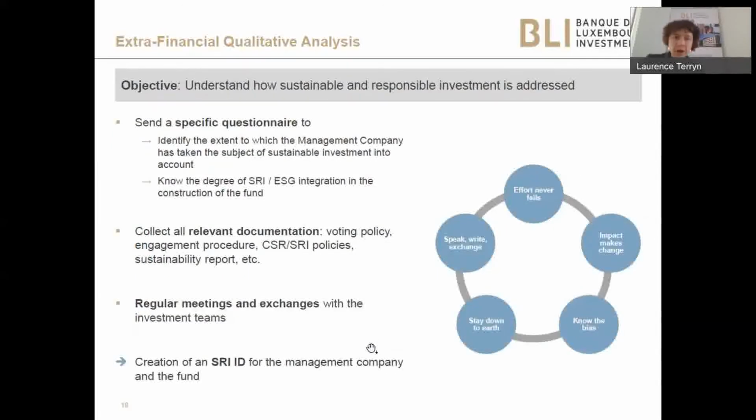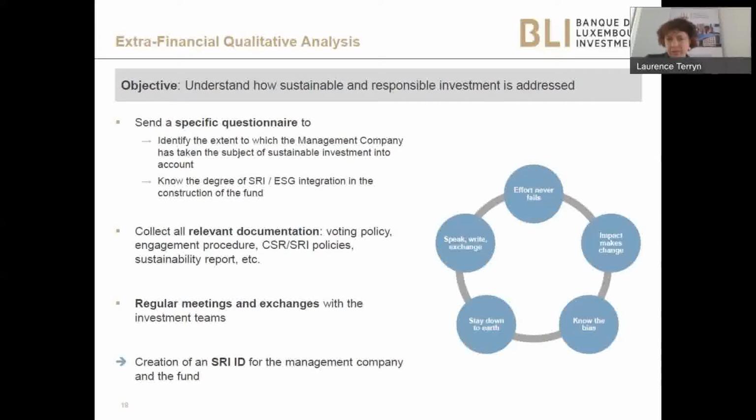Now, the broad view. How sustainable and responsible investment is addressed in each company, in each fund. Our goal is to understand it. So as I told you, we send a specific questionnaire to identify, in one way, the implication and evolution of ESG at the management company, and second, the level, the degree of SRI ESG integration in the fund itself. We collect all the relevant documentation.